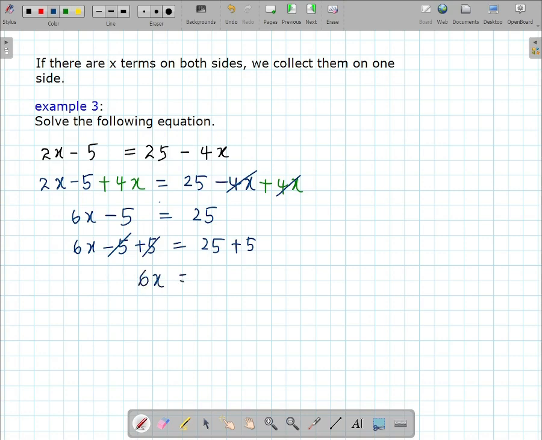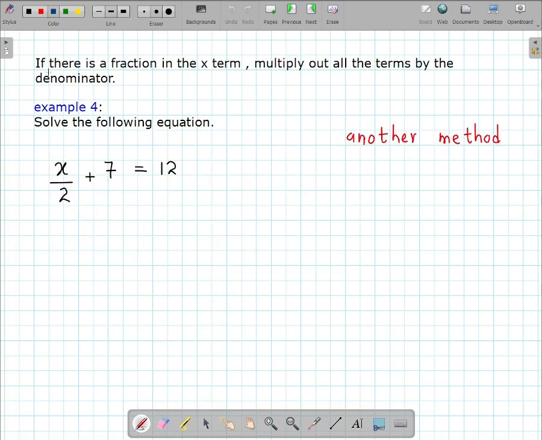6x only remains on the left hand side. Right hand side, 25 plus 5, that is 30. Then we don't need 6x, we need only x. So we have to remove this 6. How do you remove this 6? You have to divide by 6 both sides. And 6 gets cancelled. x remains, x equals 30 divided by 6, that is 5.